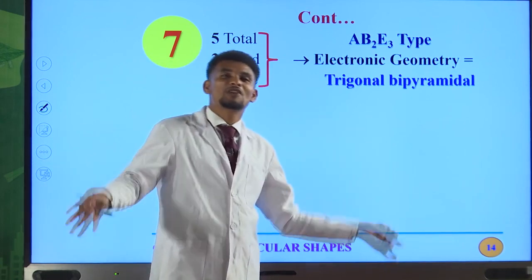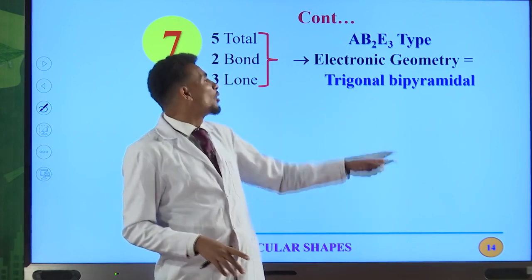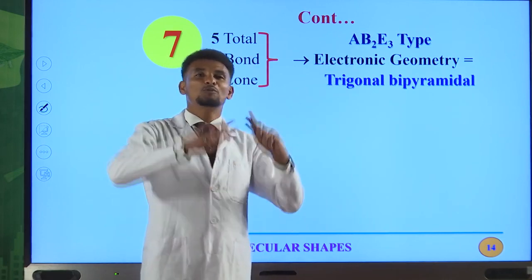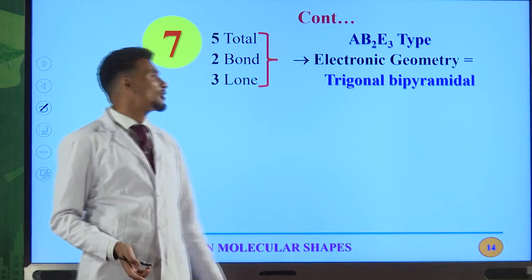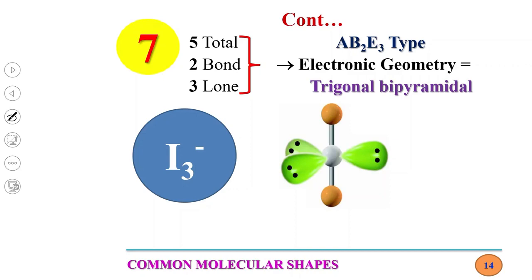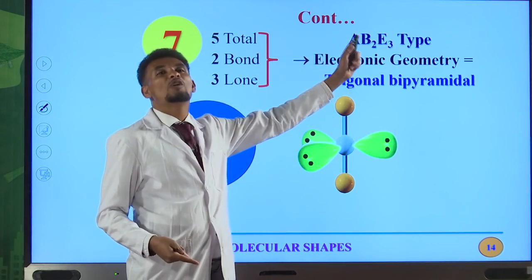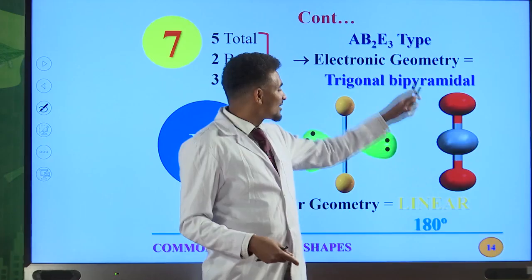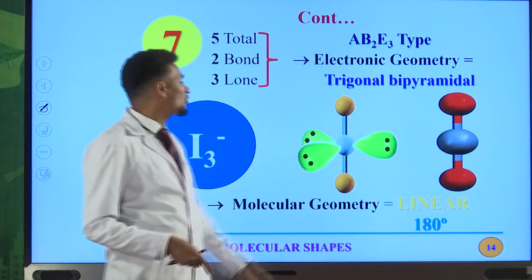So what is the electronic geometry? It is simple. Electronic geometry is the same, trigonal bipyramidal, because of the presence of these 5 electron pairs around the central atom. To predict the electronic geometry, look at the total electron pairs. I already told you about that. However, the molecular geometry is different. Iodine, I3 minus, is one best example of a molecule that has AB2E3 type. Its molecular geometry is linear. The bond angle for this type of molecule with a linear shape is equal to 180 degrees.